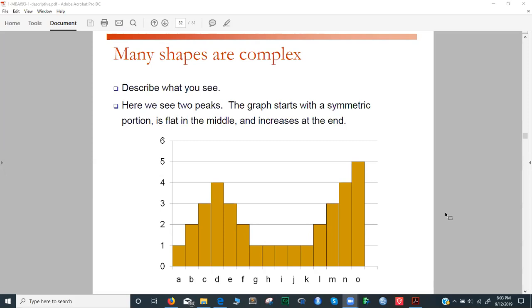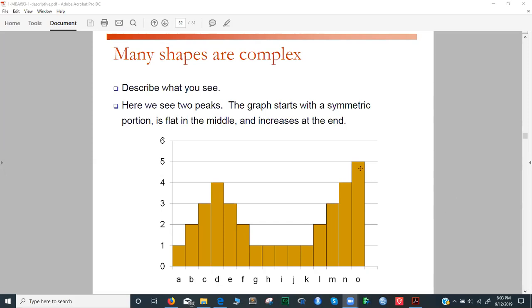And I have no idea what this data represents, but you can see two peaks, and the graph starts with, so what does it say? The graph starts with a symmetric portion, is flat in the middle, and increases at the end. Yeah, obviously. And depending on the data you're analyzing, that will be important.